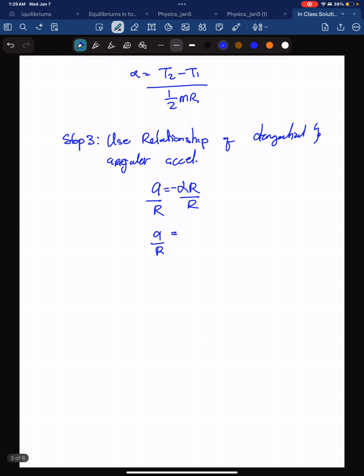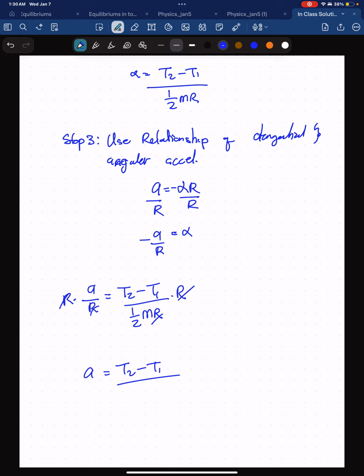I get alpha will be minus a over R. Multiply both sides by the minus sign, and that will become positive. Now I can plug in this A here. A over R is going to be equal to T2 minus T1 over 1/2 M R. Multiply both sides by R, and A is going to be equal to T2 minus T1 over 1/2 M P, and this is MP, of course.